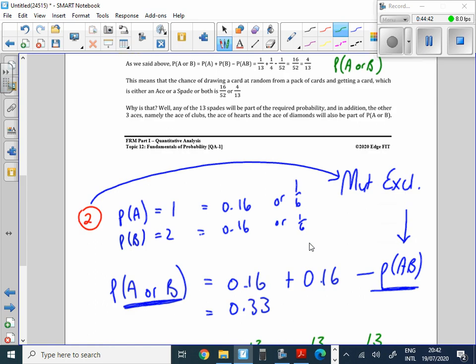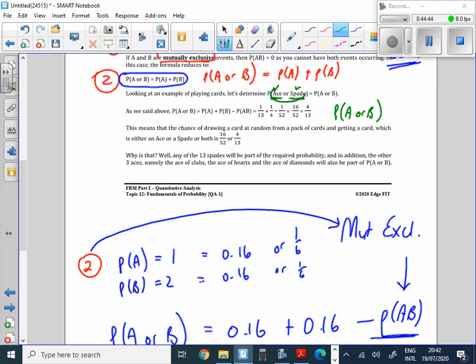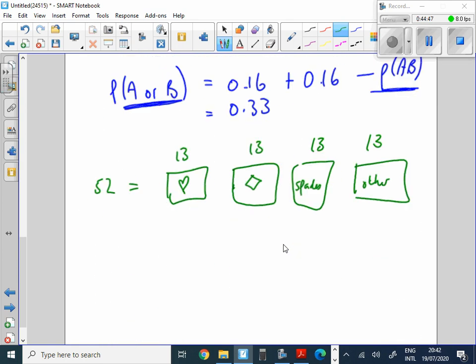Now if I say to you, what's the probability of getting, remember, we're working with ace or spades. Now, if I want to say it's an ace or a spade, let me break it down a little bit further. Within each of the four suits, there's 13 cards. What are the 13 cards? An ace, a 2, a 3, a 4, a 5, a 6, a 7, an 8, 9, 10, Jack, Queen, and King. There's the 13 for all of those.